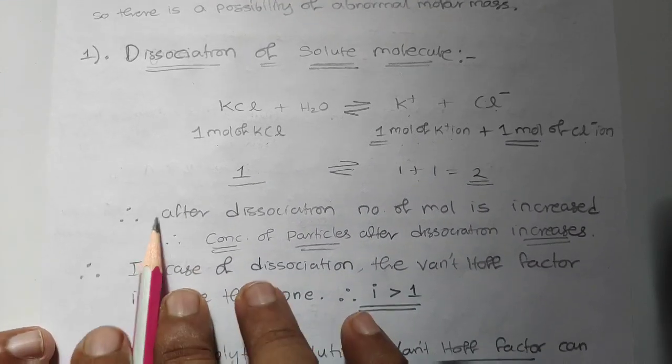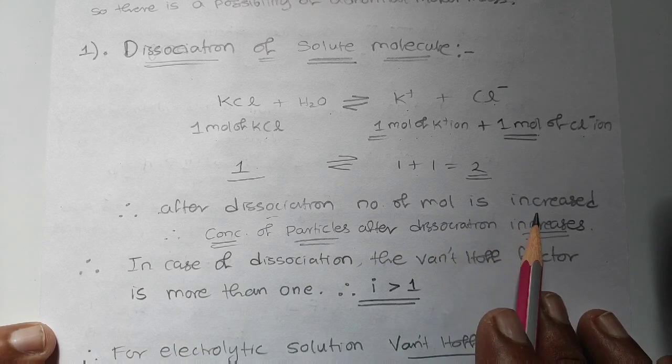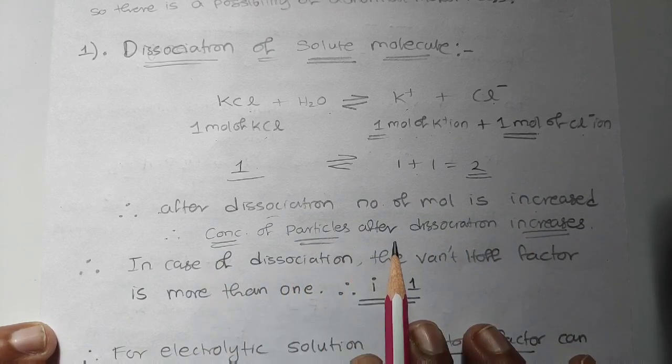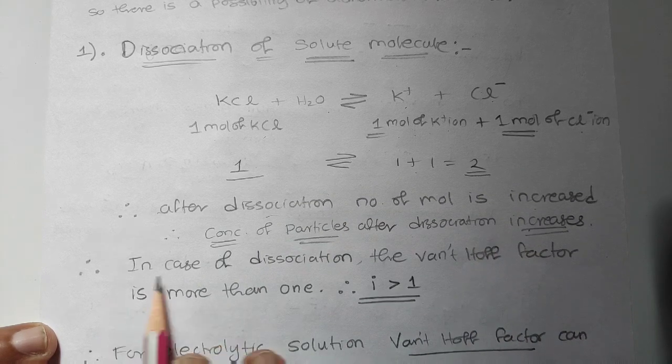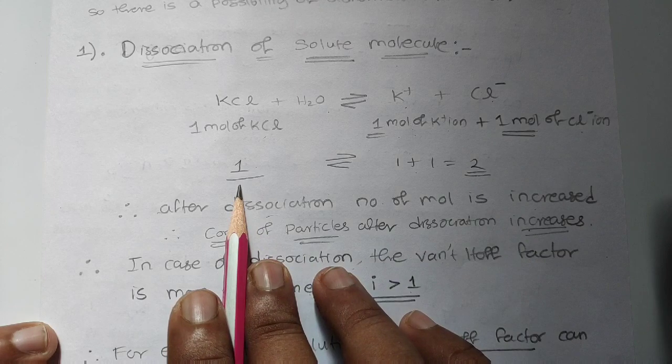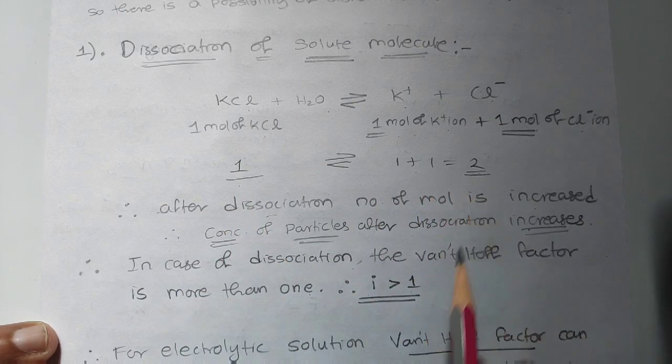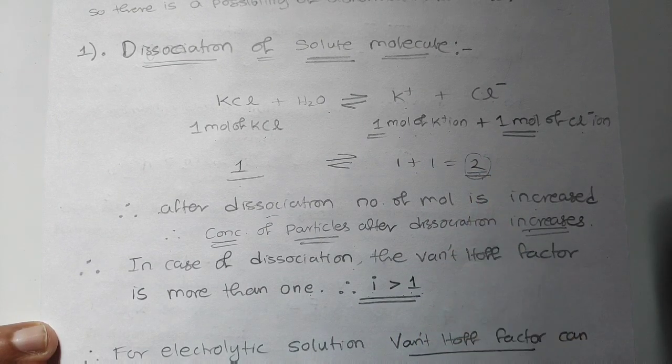So after dissociation the number of moles increases. Therefore the concentration of particles after dissociation also increases, right? So in the case of dissociation, the van't Hoff factor is more than 1, meaning i will be greater than 1. Why? Because when it was undissociated it was 1 mole. After dissociation it becomes 2 moles, so the i value will be greater than 1.